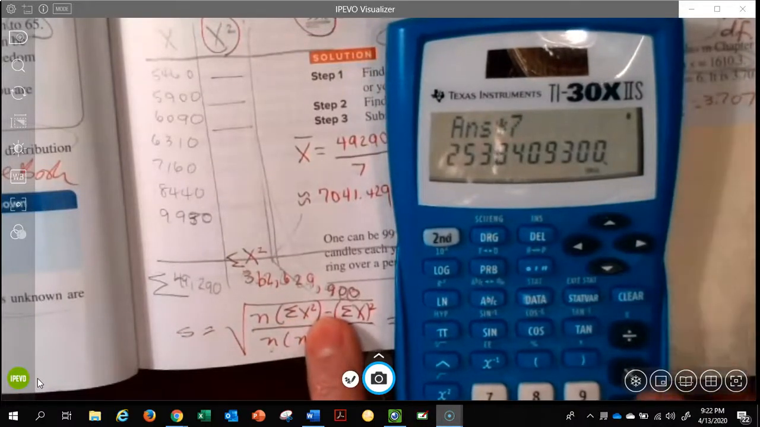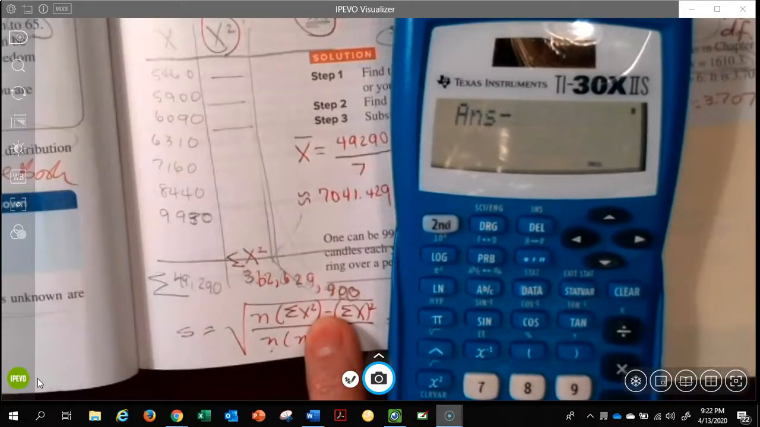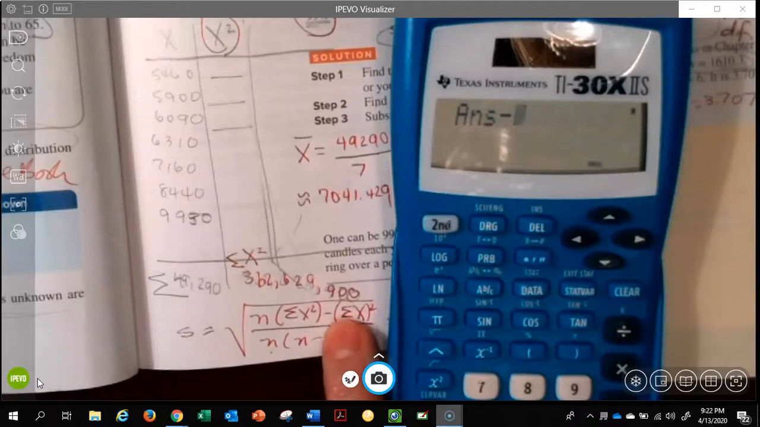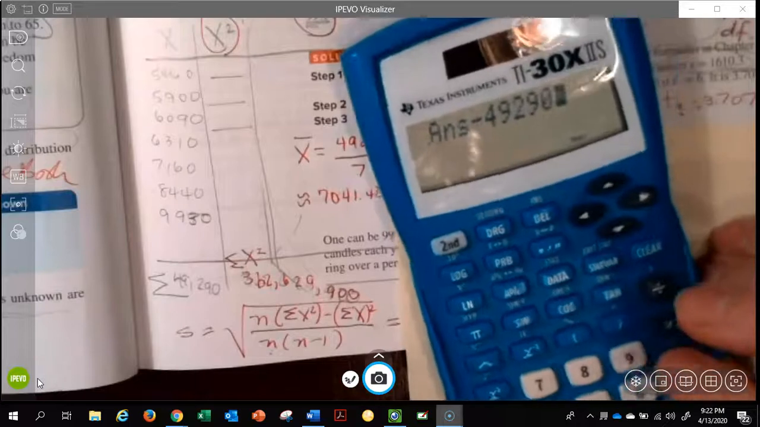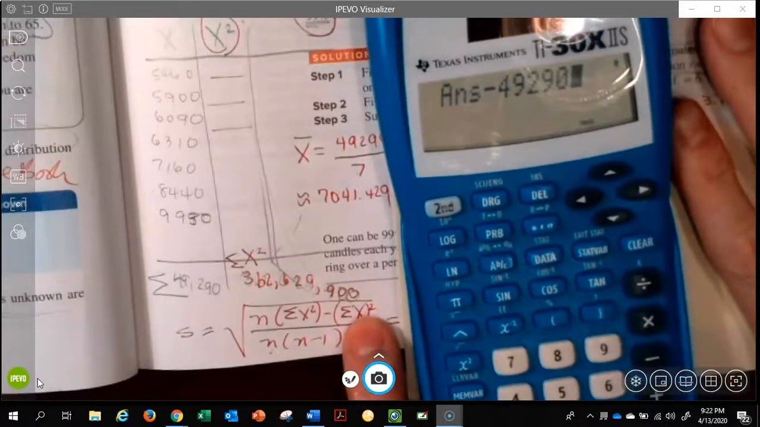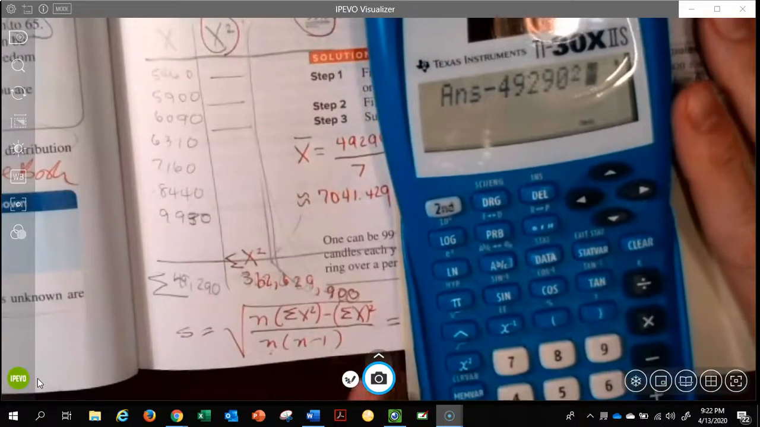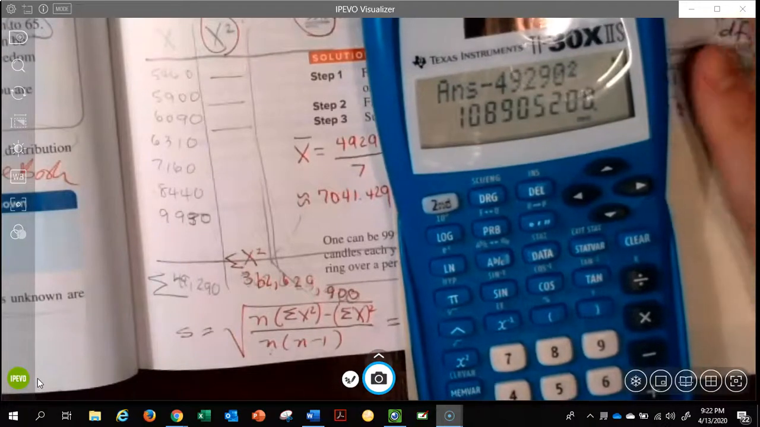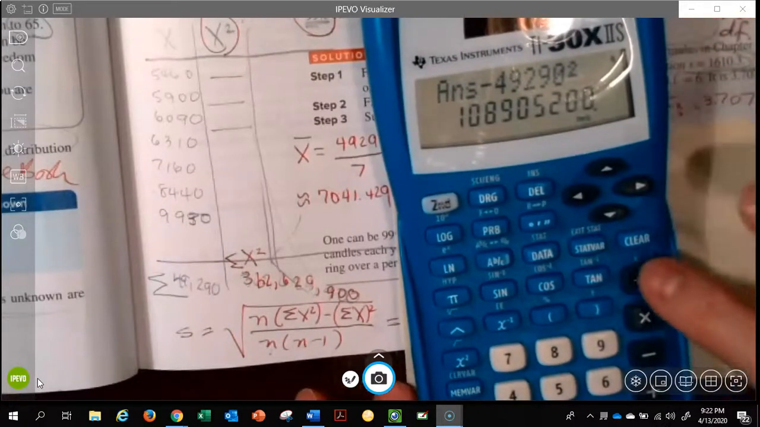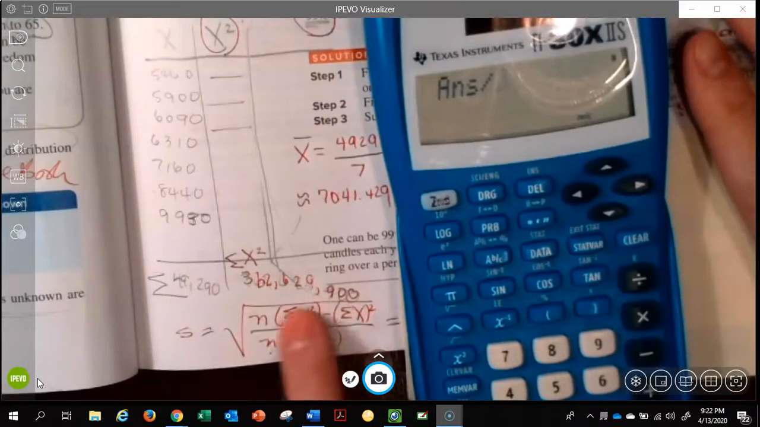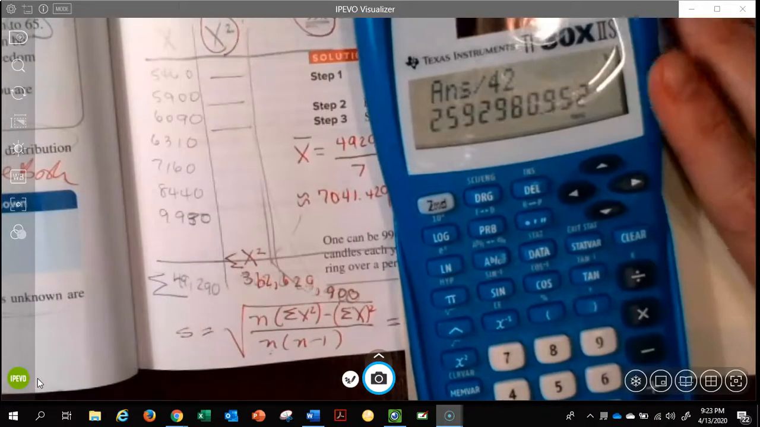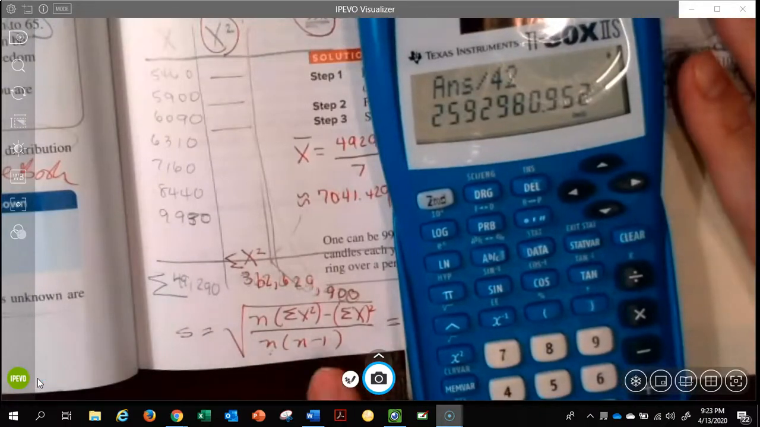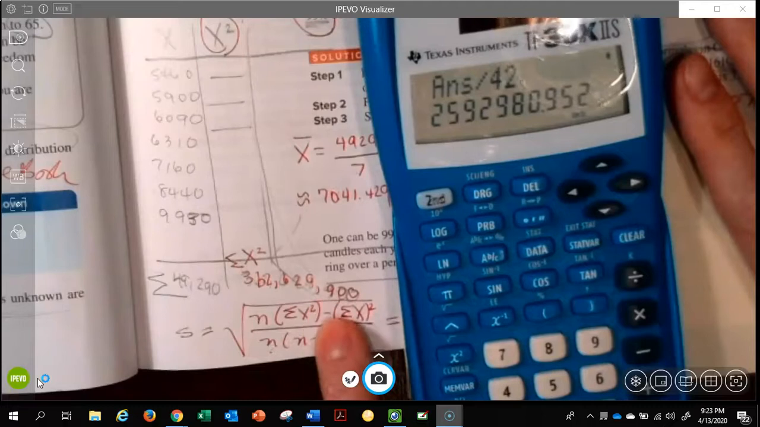Now I'm going to hit minus. So you need to practice this with me, and then cut the video off, and then practice it by yourself. Minus my sum of my x's, 49,290. But it says it wants the sum of my x's squared. So I'm going to square that, and I'm going to hit equals because I don't trust my calculator. I'm going to divide by, for this division line, this vinculum, 7 times 6, which is 42, and I'm going to hit equals.